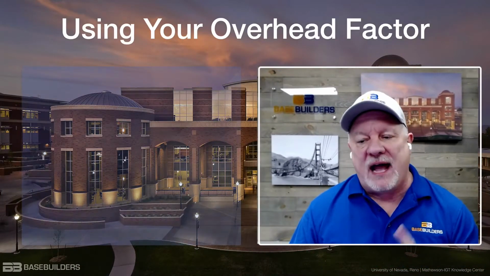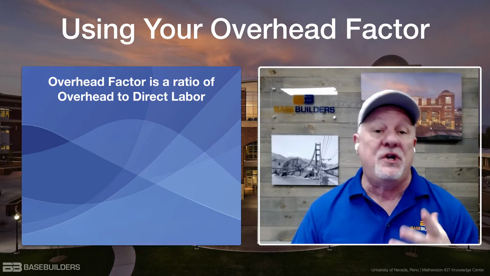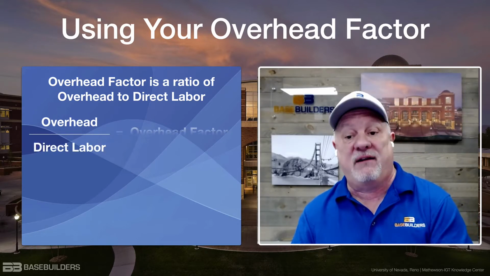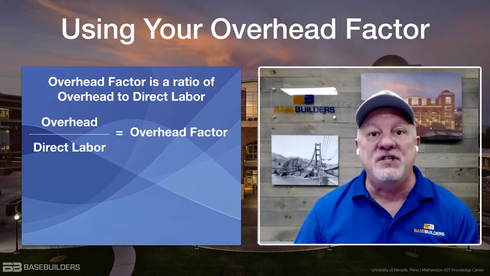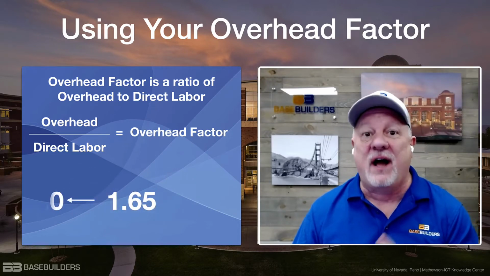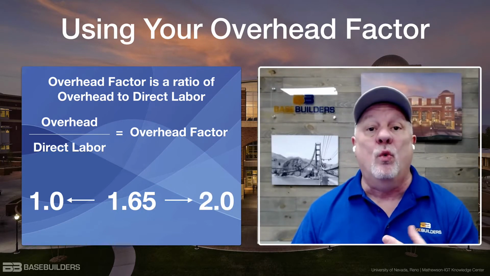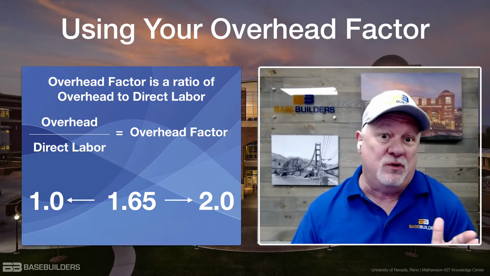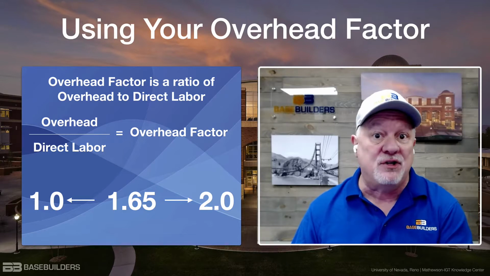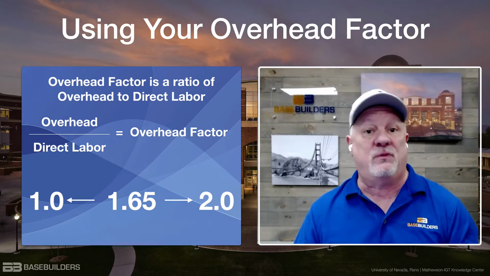So the overhead factor is just a ratio of your overhead to your direct labor. So what you're going to do is take your overhead, divide it by your direct labor, and that's going to give you your overhead factor. Now the average in the United States is 1.65. That means there's $1.65 of overhead for every dollar of direct labor. However, we have clients that range down as low as $1 or up as high as $2. So your factor is going to fall somewhere in that range. That's why you need to do your calculation to see where it fits with your firm.